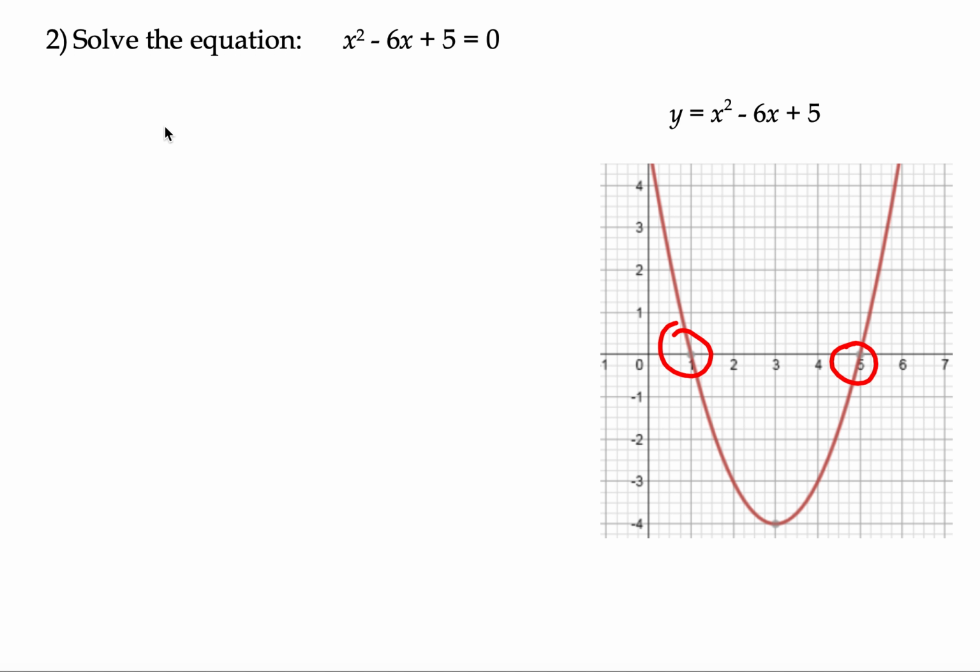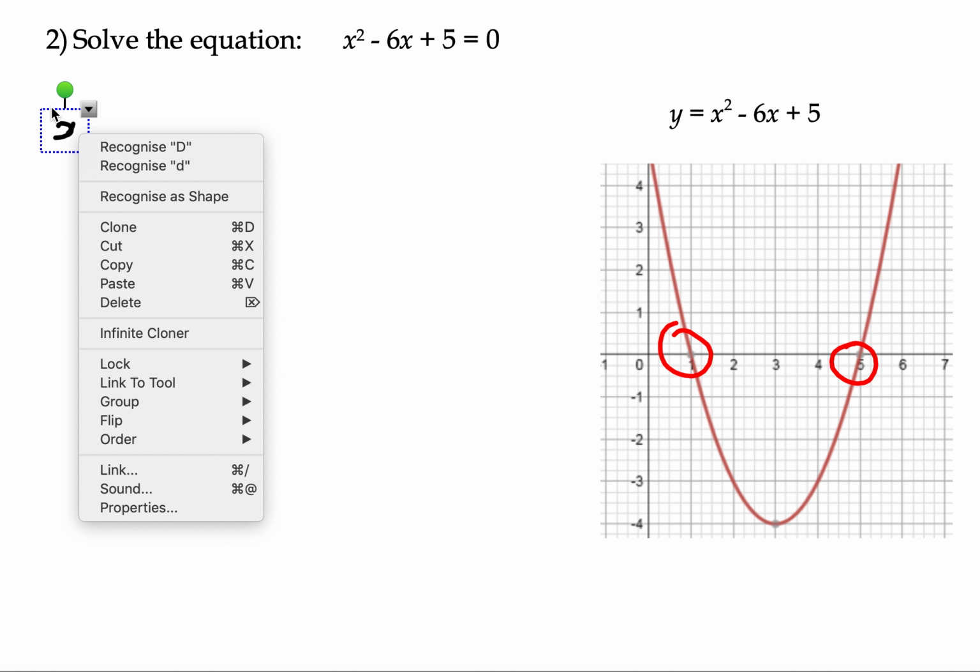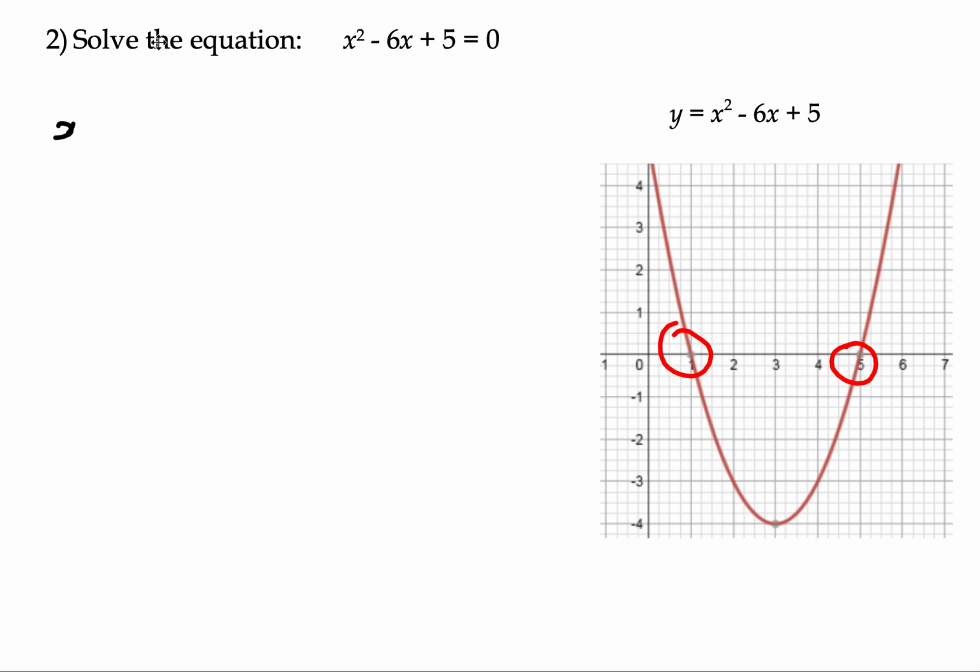X squared minus 6x plus 5 equals 0. I'm just going to write that out again. I pressed the wrong button there. Let's start again. X squared minus 6x plus 5 equals 0. So we look on the left hand side and you see that's a trinomial expression, so we're going to have to factorize that. We know our answer is going to be in two brackets and we've got equals 0. It's really important to keep that.